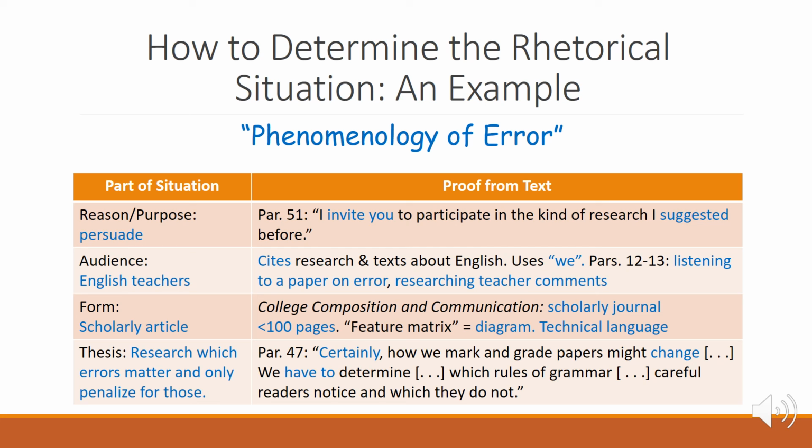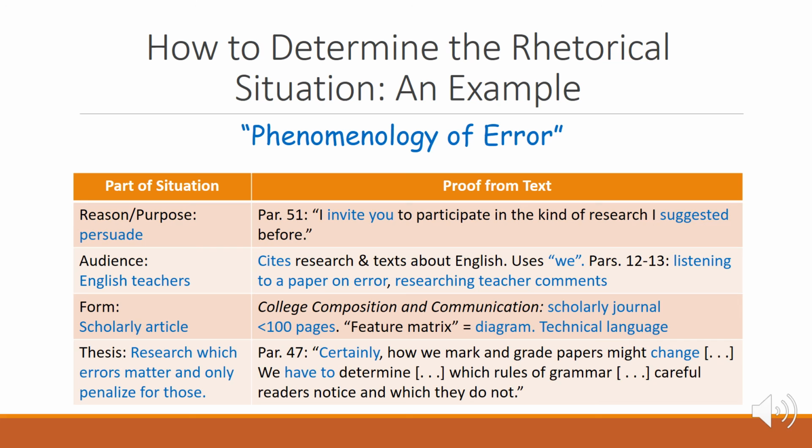Now to the form. I know that this is a scholarly article because it's in a scholarly journal, College Composition and Communication. I also know that it's an article and not a book chapter or even a thesis or a dissertation because it's less than 100 pages. In fact, it's less than 50. So I know it's an article. Those are generally short, 50 pages or less. Also, it uses diagrams. The author calls them a feature matrix, but it's a diagram. And it uses some kind of technical language that English teachers would know. So I know it's scholarly instead of general audience.